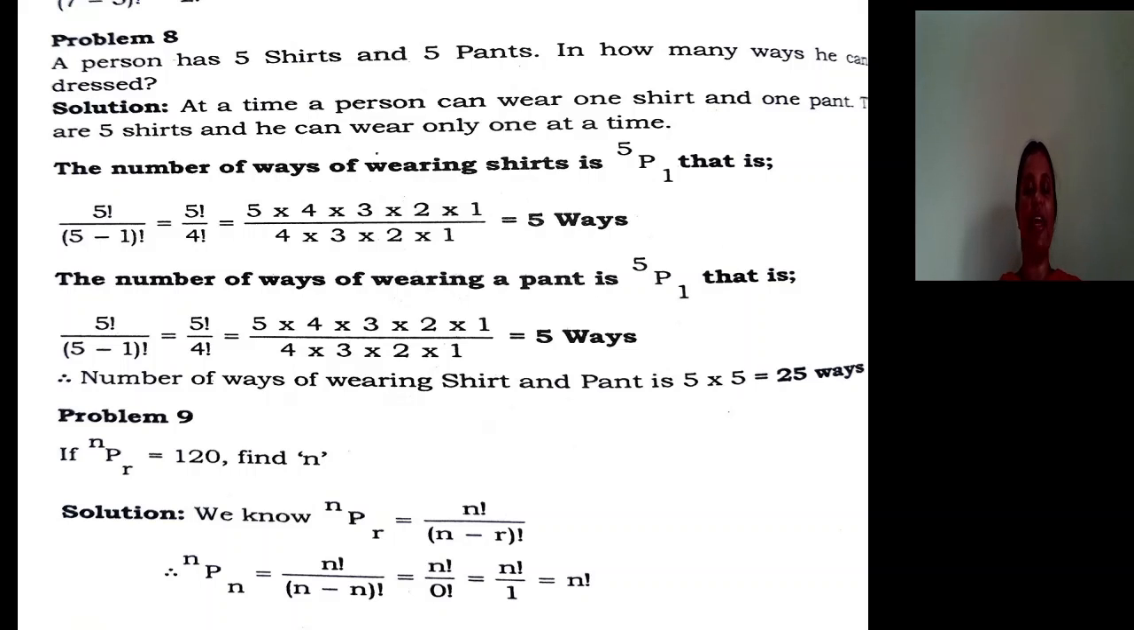The number of ways of wearing shirts is, we can wear only one shirt. So not 5P5, it is 5P1. So 5P1 means 5 factorial divided by (n minus r) factorial. You just remember n minus r. So 5 minus 1 means 4 factorial. There are 5 ways. The number of ways of wearing a pant is also 5P1. There are 5 ways. The number of ways of wearing shirt and pant is 5 into 5, which means 25 ways.